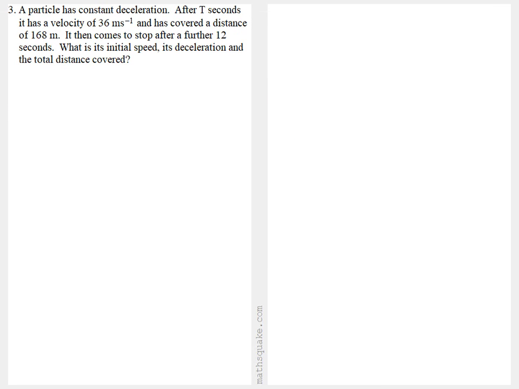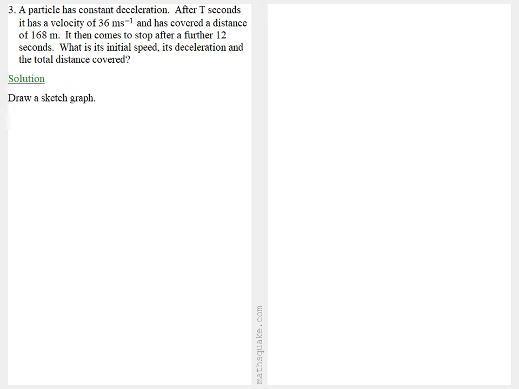In question 3, we have a particle with constant deceleration. After t seconds, it has a velocity of 36 meters per second and has covered a distance of 168 meters. It then comes to a stop after a further 12 seconds. What is its initial speed, its deceleration, and the total distance covered?